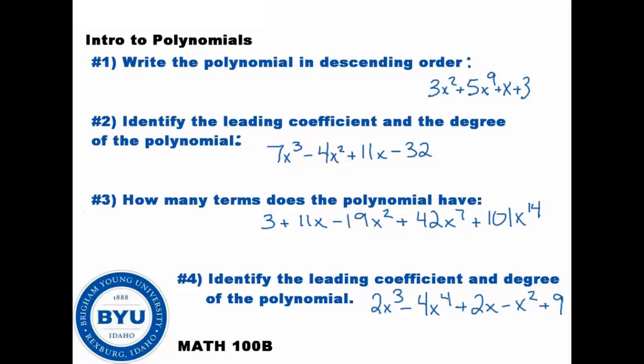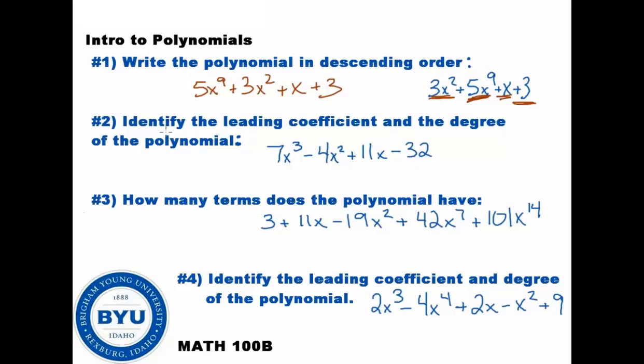Okay, let's see how you did. The first question says, write the polynomial in descending order. That means highest powers come first. So this has the highest power, so we're going to write 5x to the 9th. The next highest power would be this, so plus 3x squared. The next would be this, plus x, and then last would be plus 3. This is called descending order. It's got 4 terms, and we went from the highest power down.